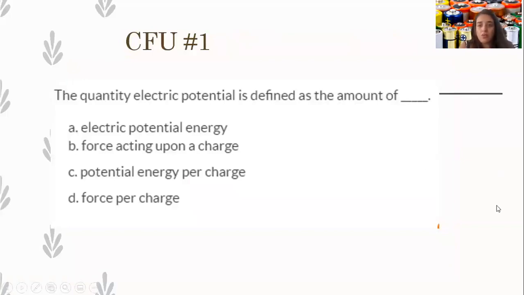Okay, so our first check for understanding. The quantity electric potential is defined as the amount of what? Take the next 30 seconds or the next minute to answer this question in your classwork document.